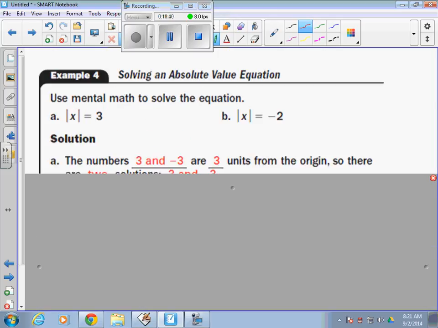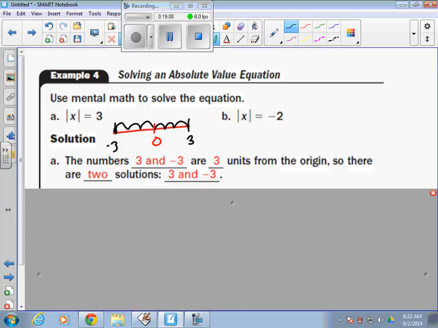Example number 4 says using mental math to solve the equation. The absolute value of x is 3, but there's two values of 3. Both 3 and negative 3 are 3 units away. Think of that on the number line if you have to. This number 3 over here is 3 away, 1, 2, 3. And this negative 3 over here is 3 units away, 1, 2, 3. So both of those values, 3 and negative 3, are 3 units away. So there are two solutions to the absolute value of x being equal to 3.